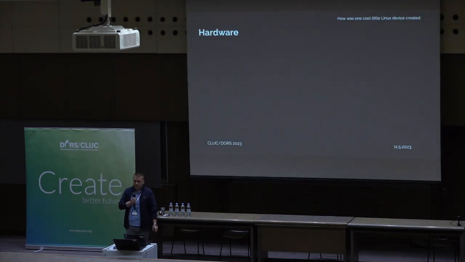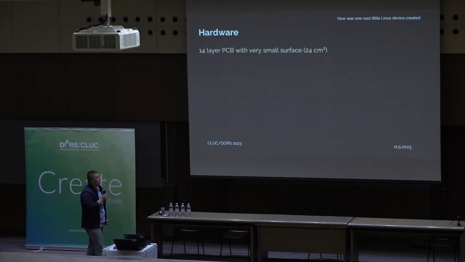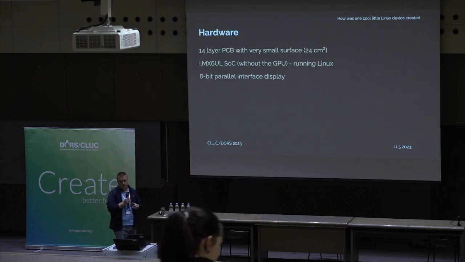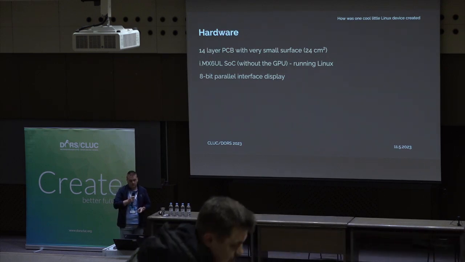What was the final hardware design we went with? Because it needed to be very small, we added 14 layers to accommodate everything on the small PCB. The SoC we have chosen is NXP's i.MX6 UltraLite, because it was powerful enough, small in size, and we had experience with the platform from before. We are using an 8-bit parallel interface display, which is similar to those on very popular smartwatches, but we are using the automotive version of it.